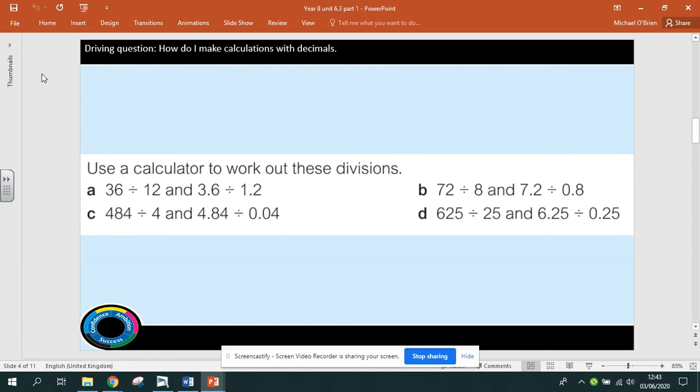484 divided by 12 is 121. 4.84 divided by 0.04 is 121. 625 divided by 25 is 25, and 6.25 divided by 0.25 is 25. If you didn't get any of those, write down your corrections, please. Pause the lesson if you need to, and then rejoin as quickly as you can.